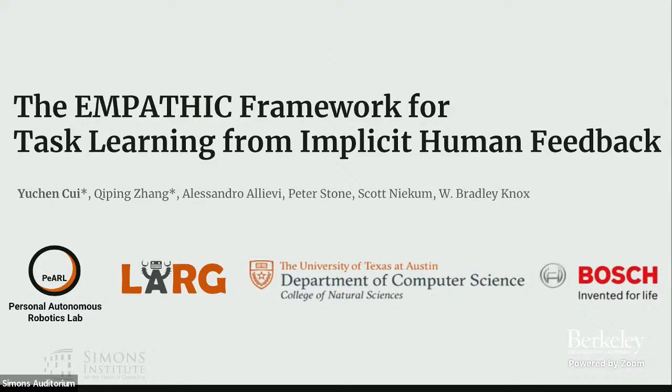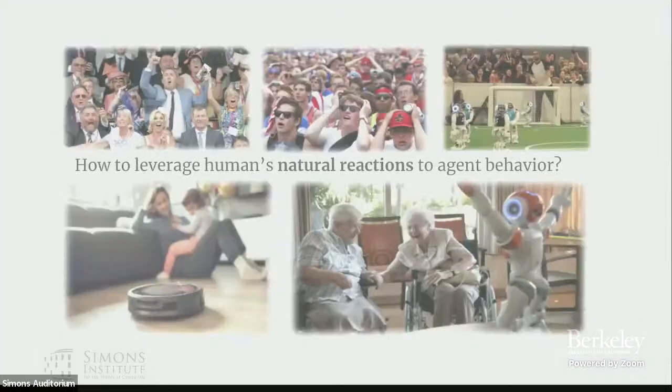So this is collaborative work with Chiping, Alessandro, Peter, Scott, and Brad. And at that time, we were associated with UT, Bosch, and some of us with Bosch. So the idea of natural implicit human feedback is that humans naturally react when we watch other agents perform tasks. And for a learning agent, when it sees other humans react to its performance, can it actually leverage their reactions to learn something about its own performance?